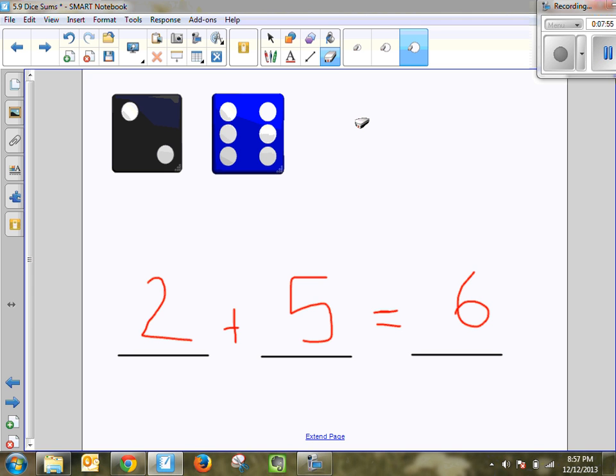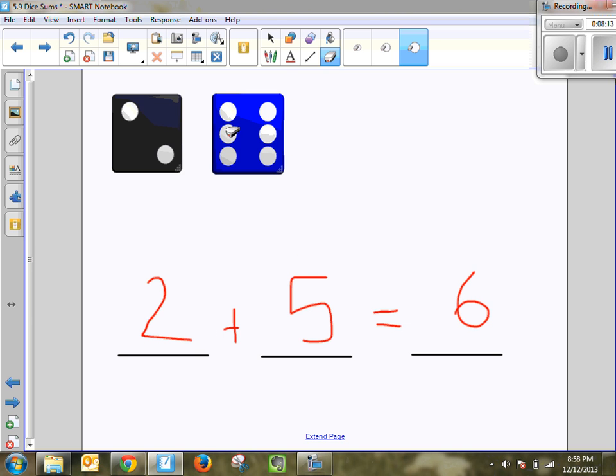Actually on this one, I made 2 mistakes. I was hoping I'd be able to get you to just try and find one mistake, but I actually made 2. The number 2 is actually the only thing that is correct. You can see I've got a dot here and a dot here to show 2 on this die. So that's why I wrote a 2 here.